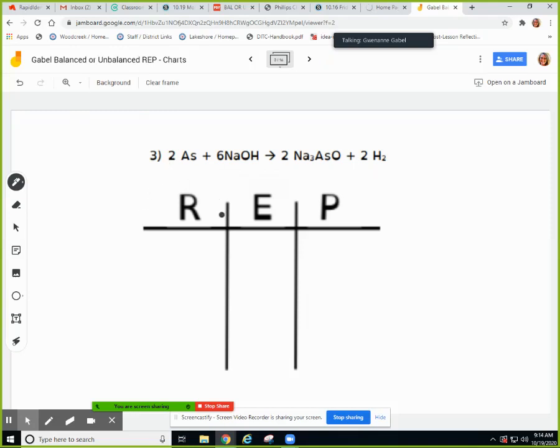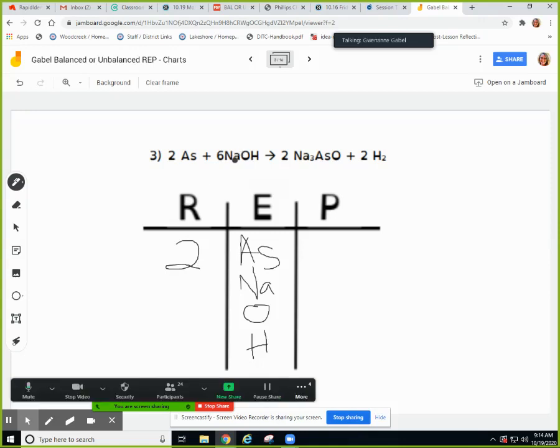Okay, so the first thing I do is identify what elements I'm working with. I have As, which is arsenic. I have Na, which is sodium. Oxygen. And I have hydrogen. Okay. The number of atoms on my reactant side for arsenic is 2. This coefficient tells me there are 2 atoms.